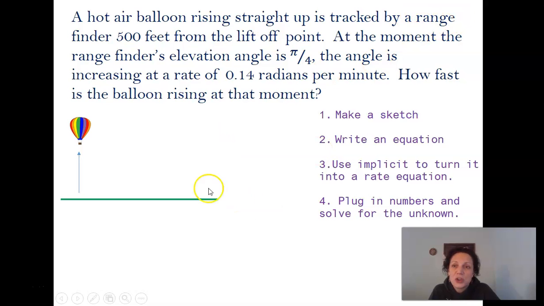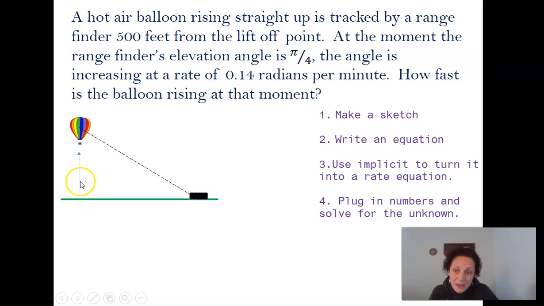And it says it's tracked by a rangefinder. Now, I don't exactly know what a rangefinder looks like, but the idea is that it sends some sort of light or sound signal that bounces back and times how long it takes to get back, and then tells you therefore how far away it is, right? It does some calculation here. It sends a signal that bounces and then it does a calculation to tell you this distance. And it says that that is 500 feet from the liftoff point.